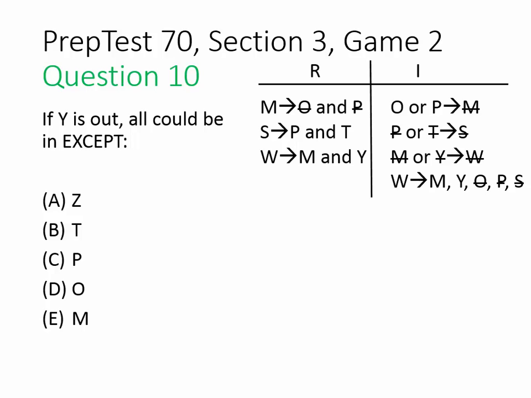Test 70, game number 2, question 10 asks us if y is not selected, all of the following could be selected except. So in this case, there's going to be 4 that could be selected this time, and 1 that must not be selected.